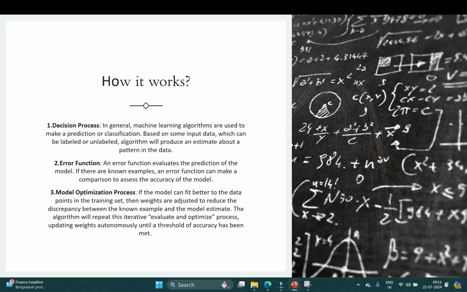The second part is the error function. What does it mean? The error function means there has to be some function, some way to determine whether the model, the prediction or classification that the model did is correct or not, and how correct is it, how accurate it is. It really depends on the data that we keyed in.